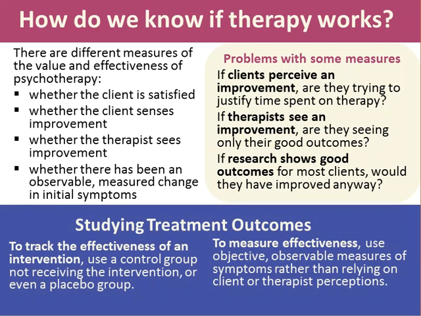Studying treatment outcomes. To track the effectiveness of an intervention, use a control group not receiving the intervention or even a placebo group. To measure effectiveness, use objective, observable measures of symptoms rather than relying on client or therapist perceptions.